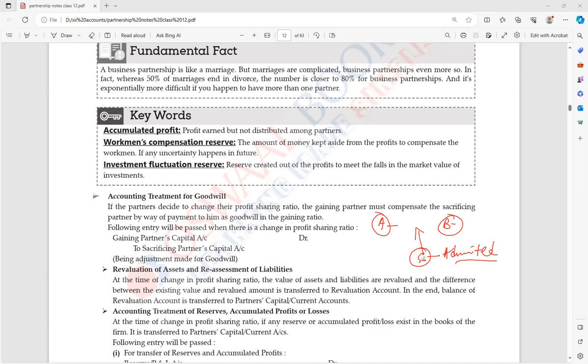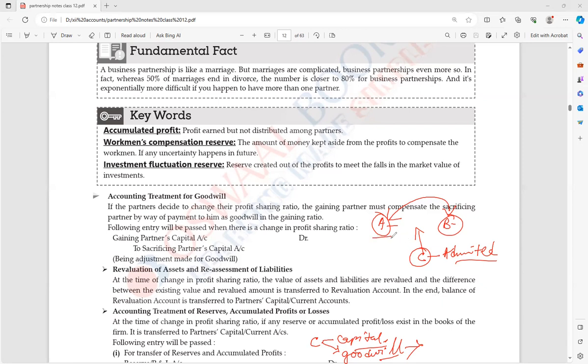So now partner C is coming in. Just take a look here. If partner C is coming in, A and B will definitely ask for some money from partner C in the form of capital. Correct or not? Yeah, sir. And partner C will give some amount for goodwill also. Now, why is this amount also given by partner C? Let's see.